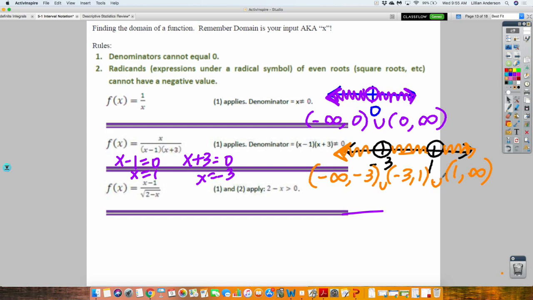The second rule is the radical. You remember the one that we did, the square root of x? The domain was from 0 to infinity. This is another stipulation. You cannot take the square root of what types of numbers?